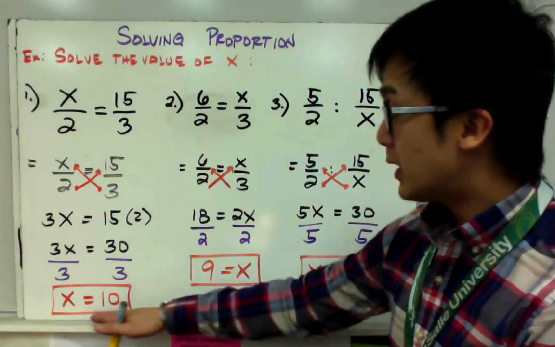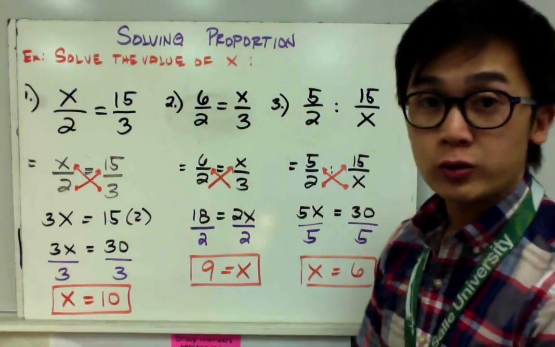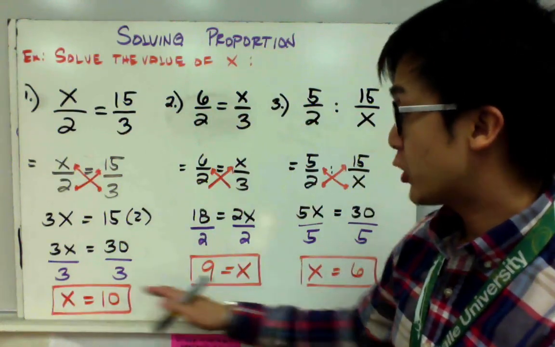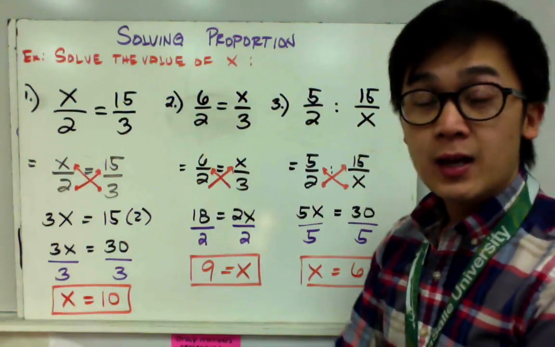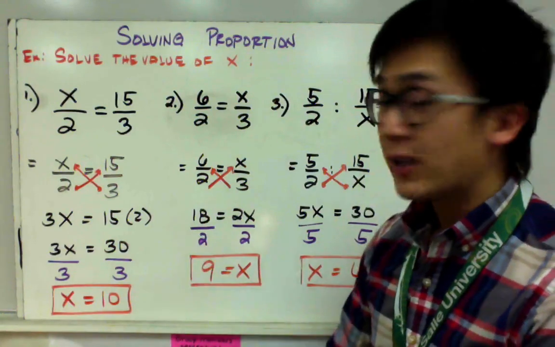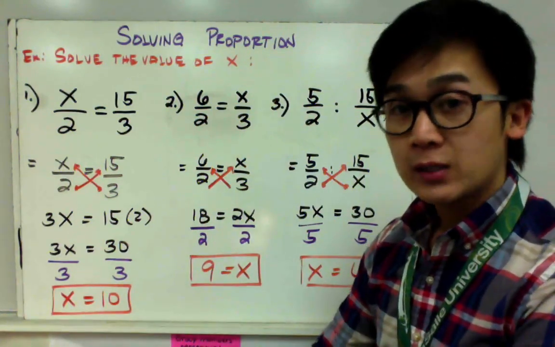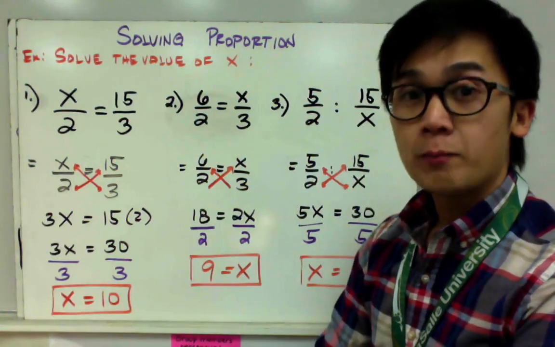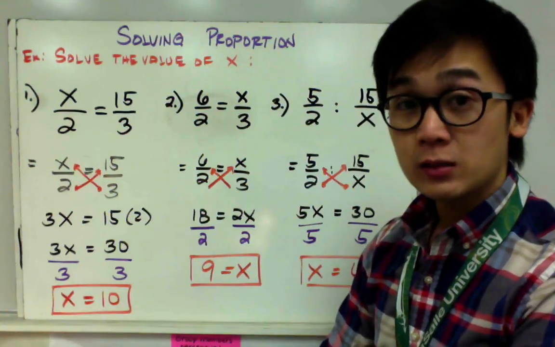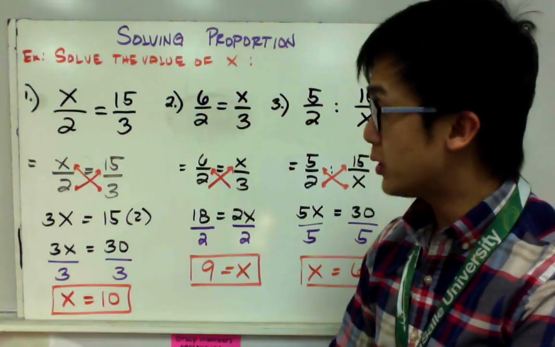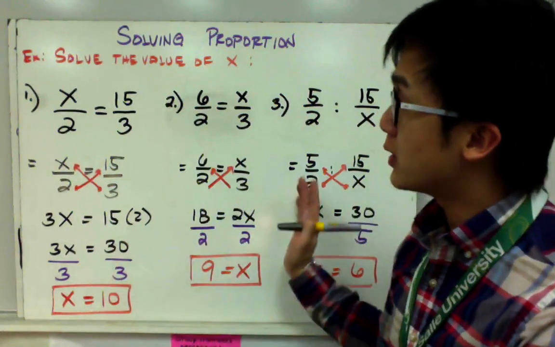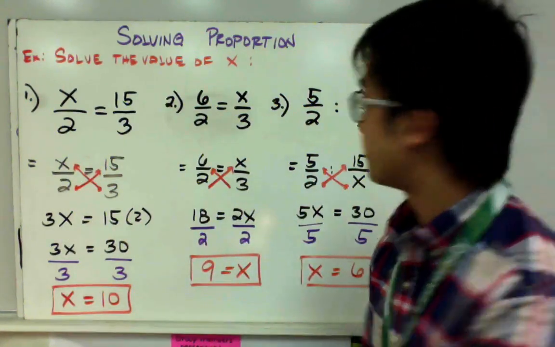Now, mapapansin nyo sa mga sagot ko, mga whole numbers or positive integers yung mga sagot ko sa x. Hindi porket meron kayong x na fraction or negative number or decimals, mali na yung sagot nyo. Minsan, pwede kayo makakuha ng fractions, decimals, or negative numbers kapag nagpe-perform kayo ng operations in solving for the value of x.